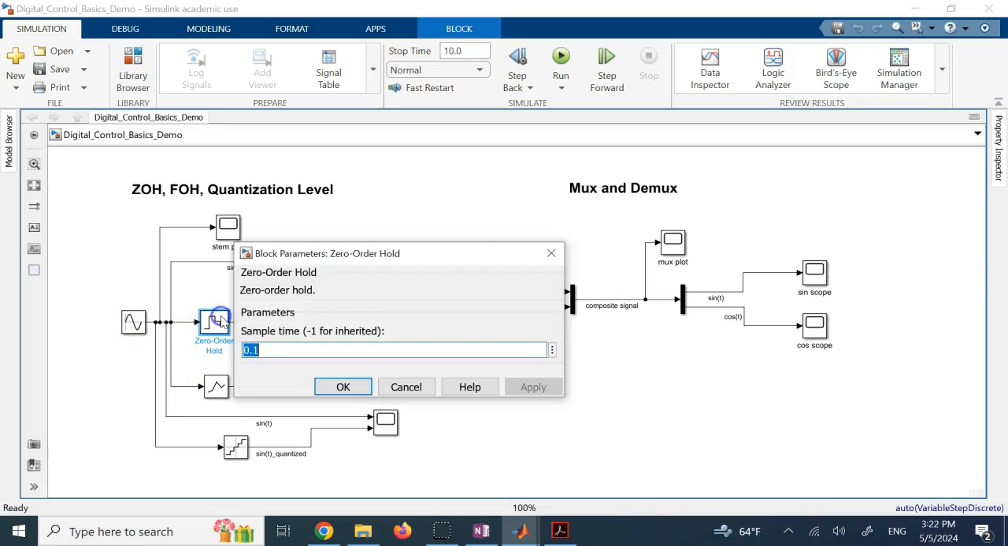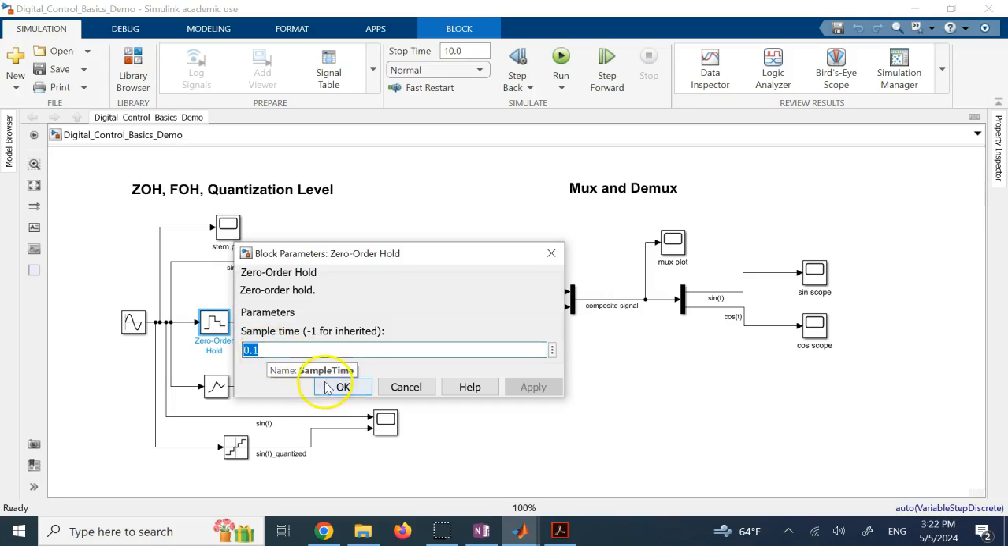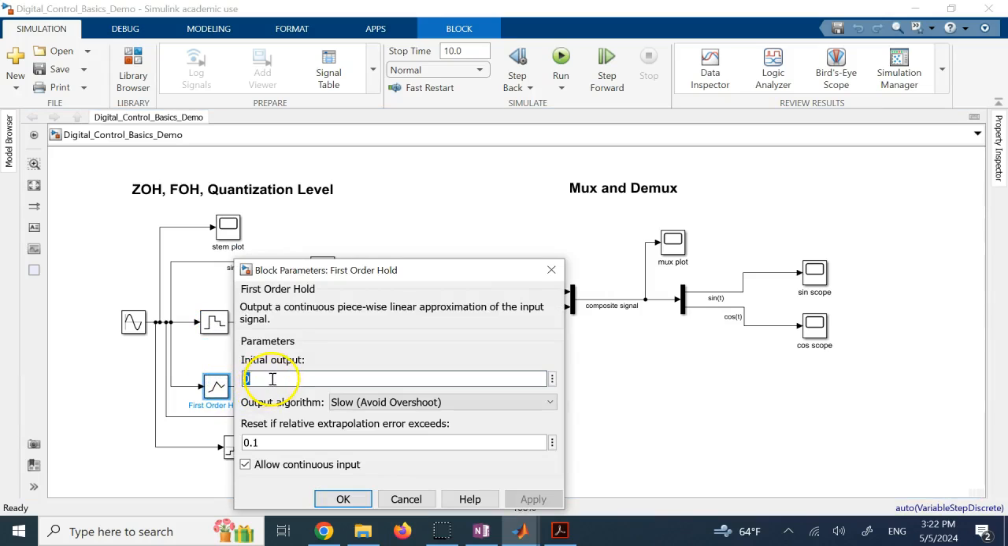Zero order hold, if you double click on it, only has a sample time. First order hold, if you click on it, has some initial input, output. For output algorithm, it has a slow method which avoids overshoot, and it has a fast method which minimizes the error. And by default, the first order hold does not accept this kind of signal, which is called continuous input. Again, when it says continuous, in terms of MATLAB, it's continuous, not in terms of real world. So if you want to connect this kind of signal to it, you have to activate this option. If you don't, it's not going to accept it.